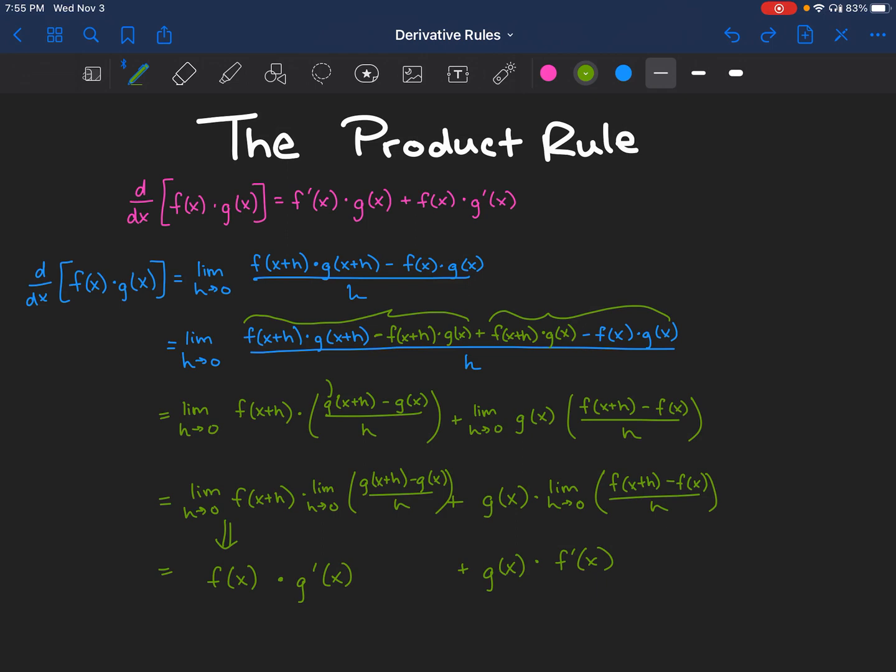So again, notice we've got f prime of x times g of x plus f of x times g prime of x. And that is the end of the proof. Hopefully that helps you guys better understand where this formula comes from, and that mathematically speaking, it comes out from just the limit definition.